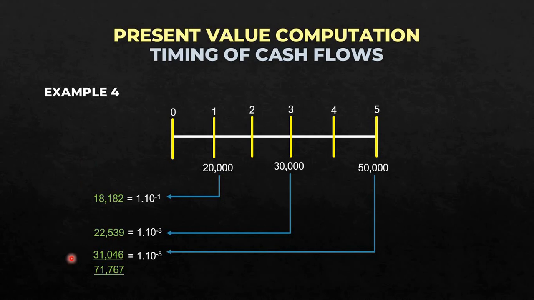So, kung papansin ninyo, kahit ano pa yung pattern or timing ng ating cash flows, pwede tayong gumamit ng iisang formula. At yun yung formula na ginamit natin sa example number 1, which is only 1 plus i raised to negative n. Pero in case of ordinary annuity and annuity due, meron tayong specific formula para sa kanila, which is mapapadali yung ating computation. Again, kung ordinary annuity siya o kaya annuity due.